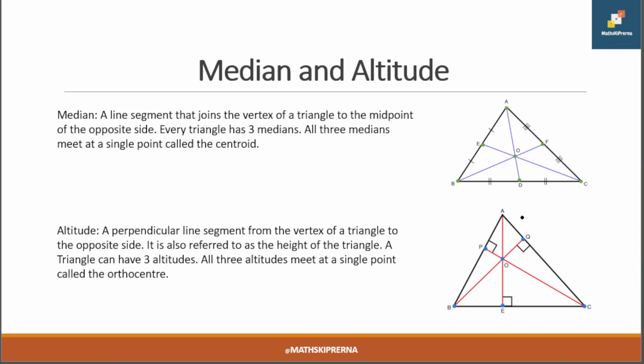Altitude. So altitude is a perpendicular line segment from the vertex of a triangle to the opposite side. So from each vertices we can draw the perpendiculars on the opposite side, and these are known as altitudes. And they all meet at a single point called an orthocenter.